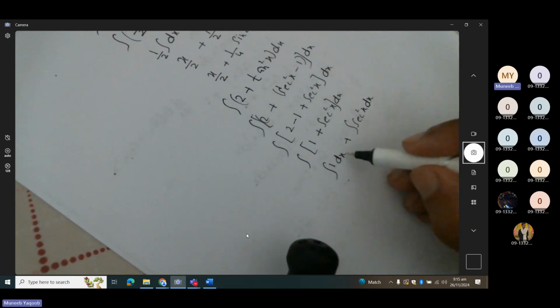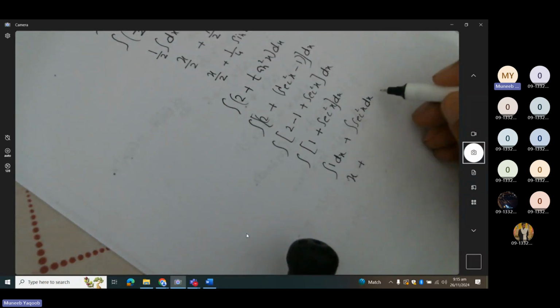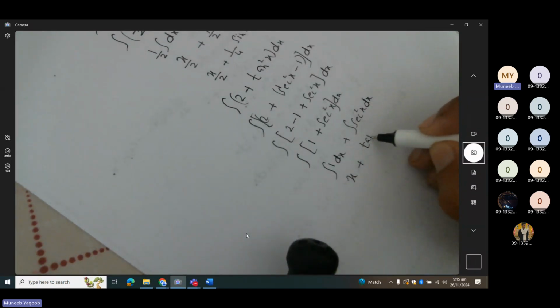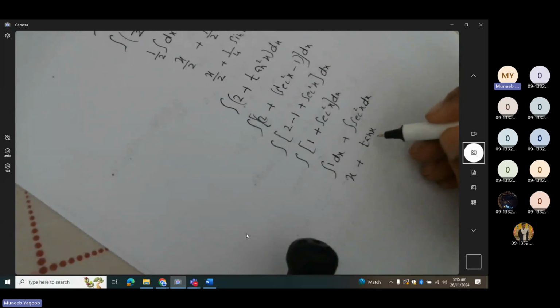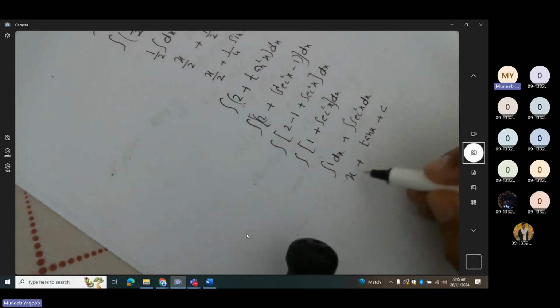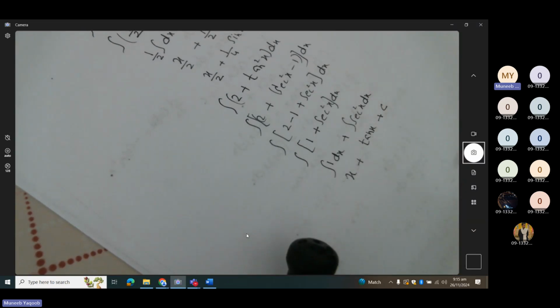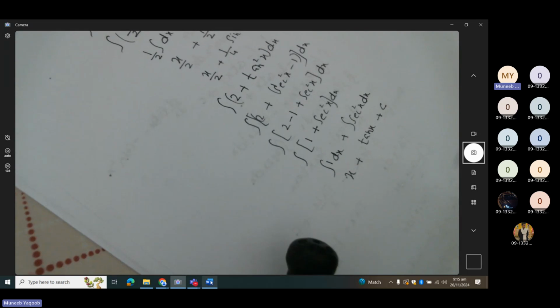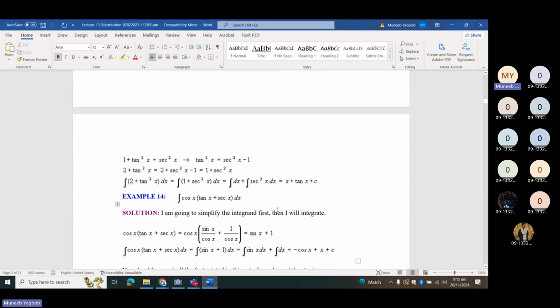Now integral 1 dx is just integral dx, which is x, and integral of secant square x dx is basically tan x. Why? Because the derivative of tan x is secant square x. So the integral of secant square x is tan x plus c. So our final answer is x plus tan x plus c. So let us again confirm our answer from the given sheet. If we go down, you can see that their answer is also x plus tan x plus c. Okay.